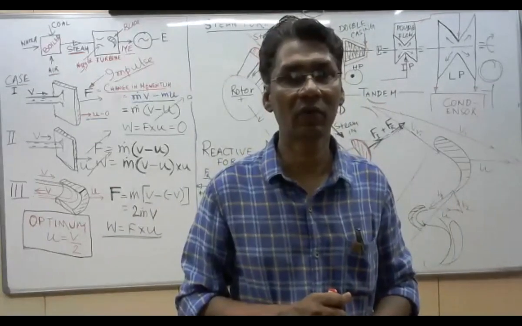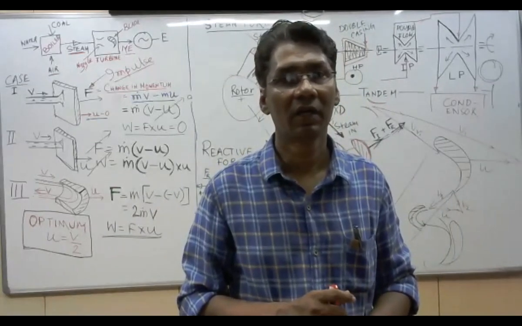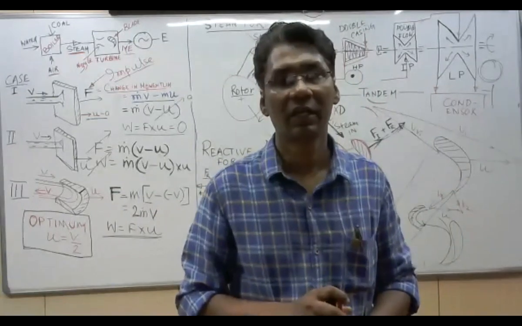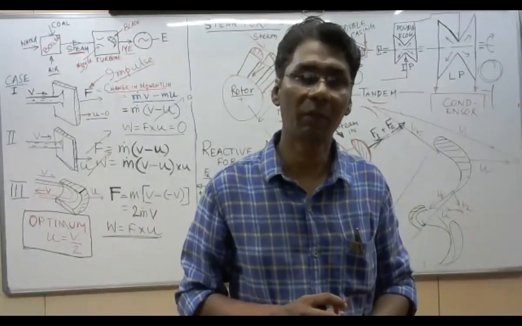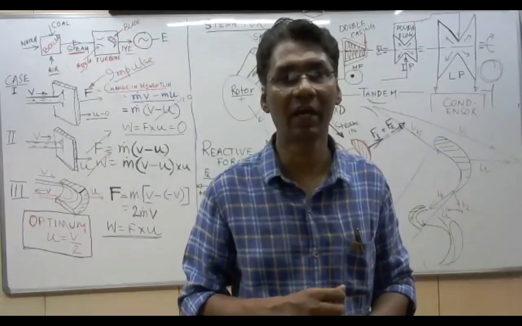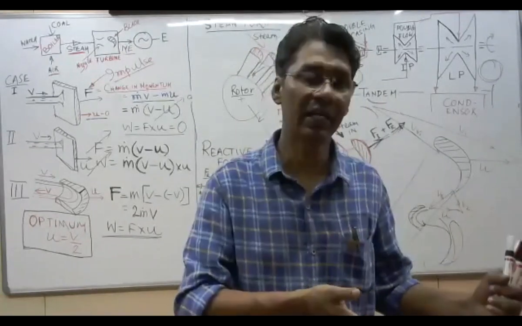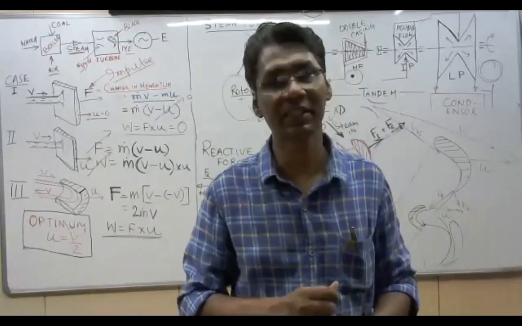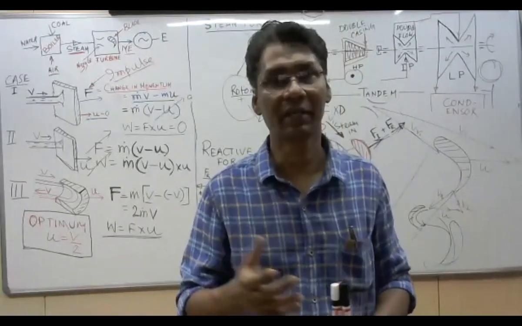Explain the turbine control system. The turbine is controlled by a complicated system called the governing system, and this is too elementary a class. We cannot discuss the whole governing system or control system right now. Next.